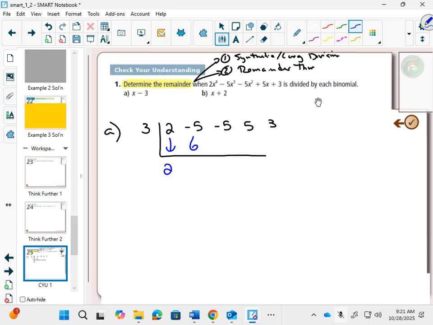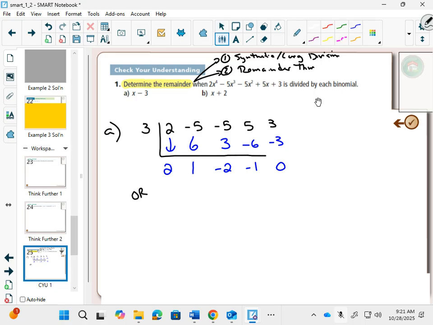Bring the 2 down. 3 times 2 is 6. Add. 3 times 1 is 3. Add. 3 times negative 2 is negative 6. Add. 3 times negative 3 is negative 9. Add. Okay, that's method number 1, using synthetic division.